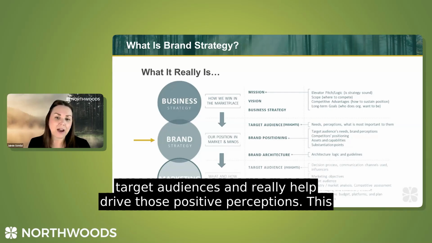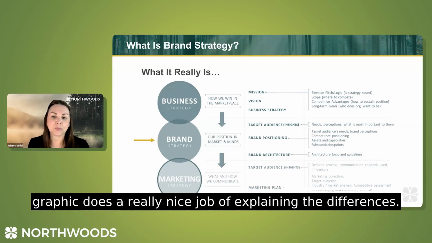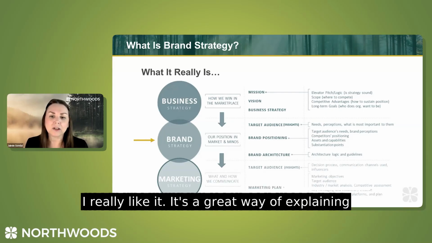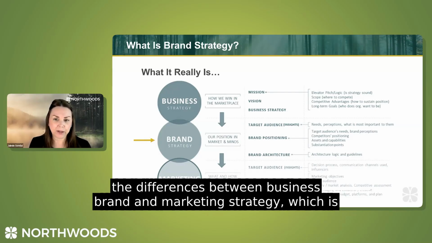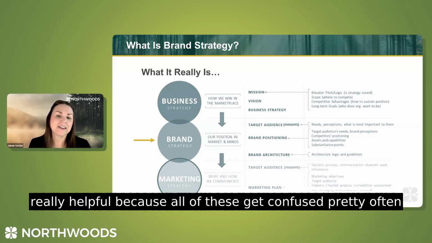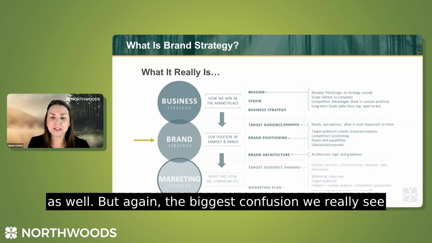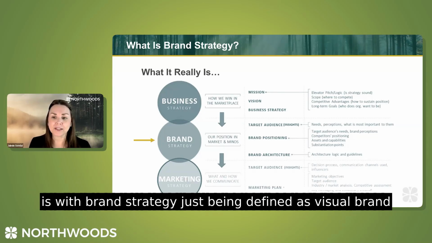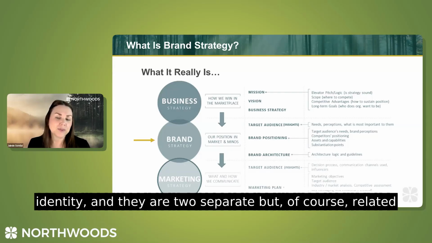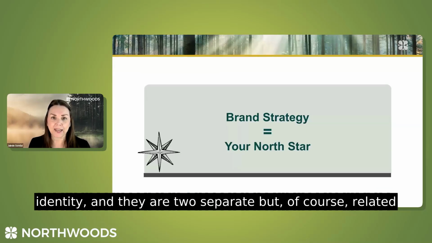And this graphic does a really nice job of explaining the differences. I really like it. It's a great way of explaining the differences between business, brand, and marketing strategy, which is really helpful because all of these get confused pretty often as well. But again, the biggest confusion we really see is with brand strategy just being defined as visual brand identity. And they are two separate, but of course, related things.